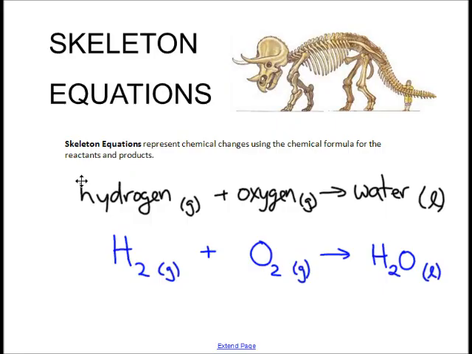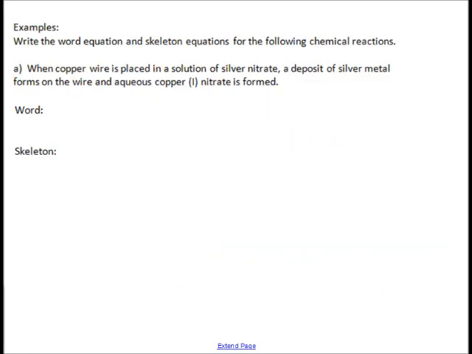So let's do a few examples. We're going to write the word equation and skeleton equation for the following chemical reaction. When copper wire is placed in a solution of silver nitrate, a deposit of silver metal forms on the wire, and aqueous copper 1 nitrate is formed. So let's write our word equation.